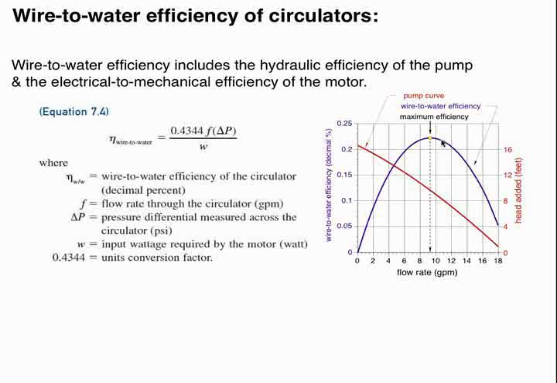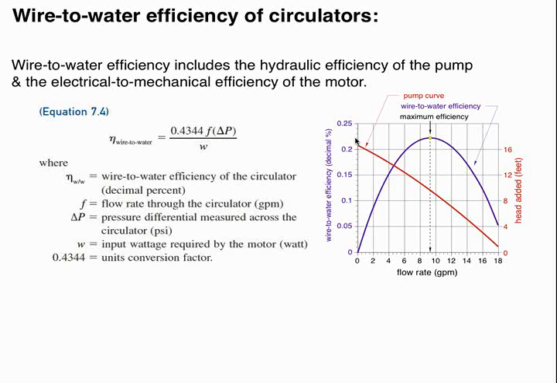This is the wire-to-water efficiency of, again, a small wet rotor circulator, typical zone circulator. And you can see right here, it peaks out, let's say at about 9.5 gallons per minute, and the peak efficiency is about 22%. That probably will surprise some of you. You're probably thinking 80, 90% efficiency because you're used to numbers like that for boilers. Well, unfortunately, it's nowhere near that.